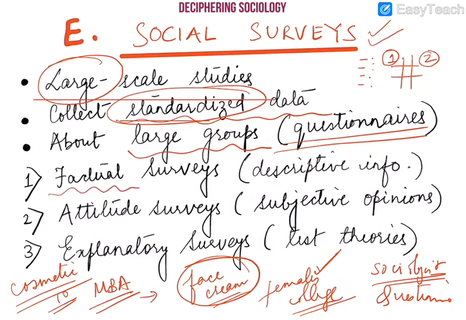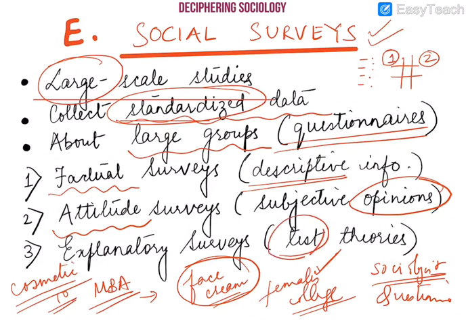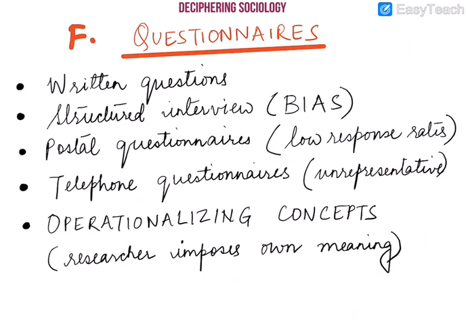There are 3 types of social surveys. First one is when I want to collect only facts. So there will be a place to write down description only. Second one, if I want to know about their opinion. These are known as attitude surveys. And the third one is when I want to test certain theories. These are known as explanatory surveys.